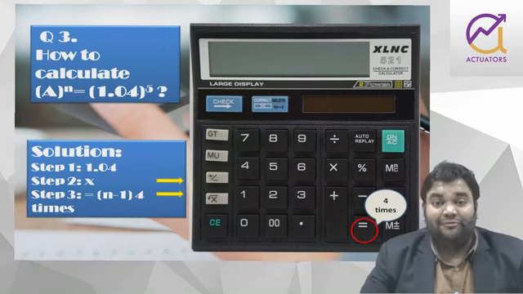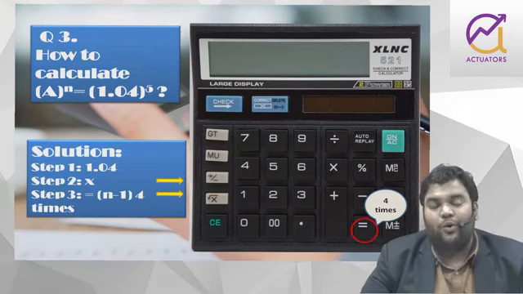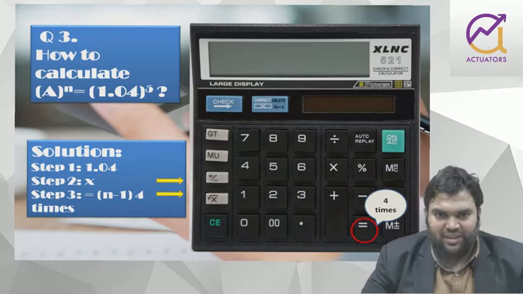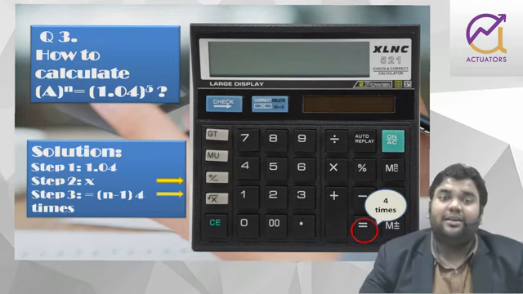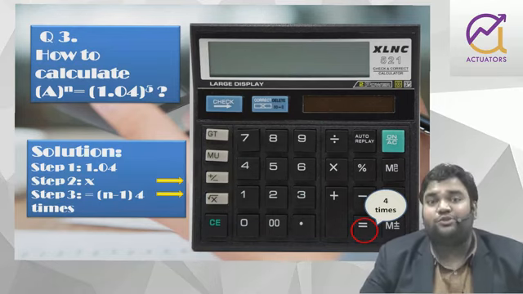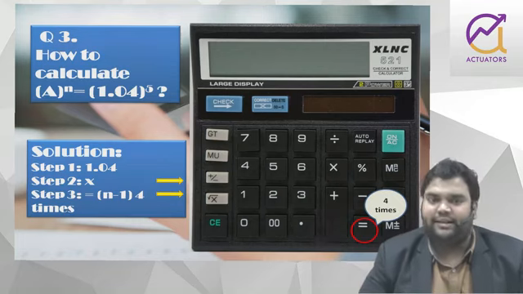So guys, if you want to calculate 1.03 whole to the power 6, what are you going to do? 1.03 into equals to how many times? 5 times. If you are going to calculate to the power 8, equals to how many times? 7 times. In this way, we can do it.